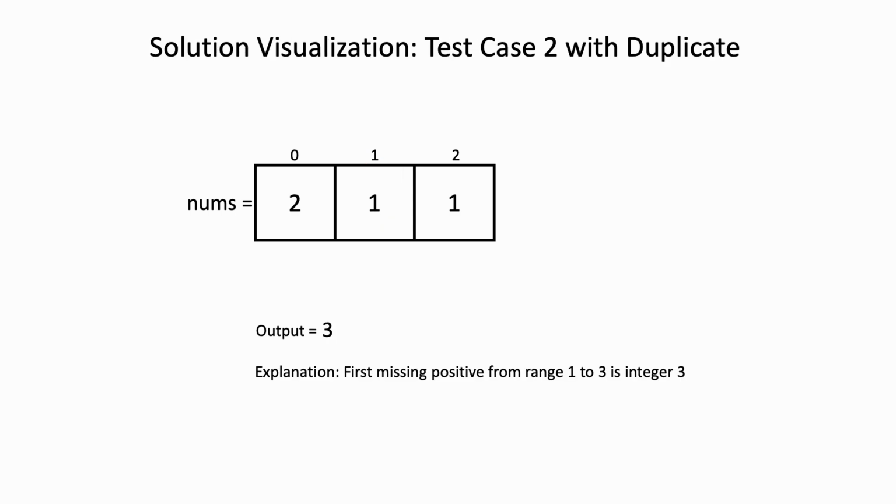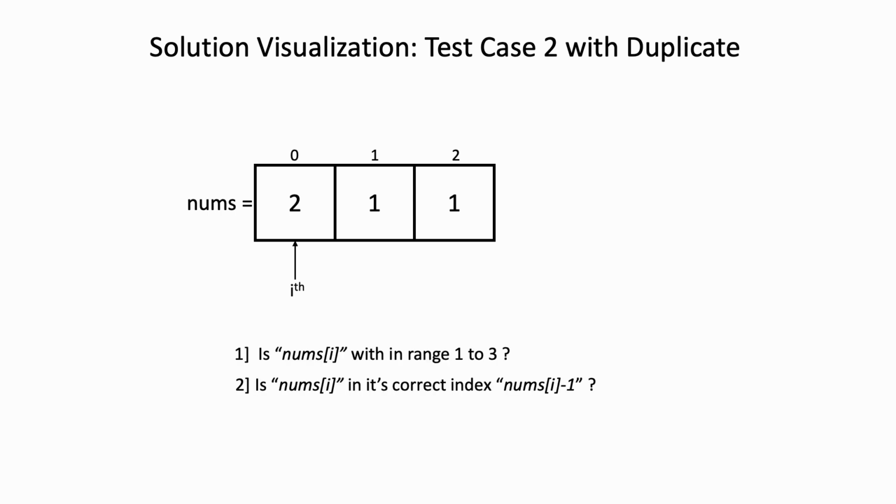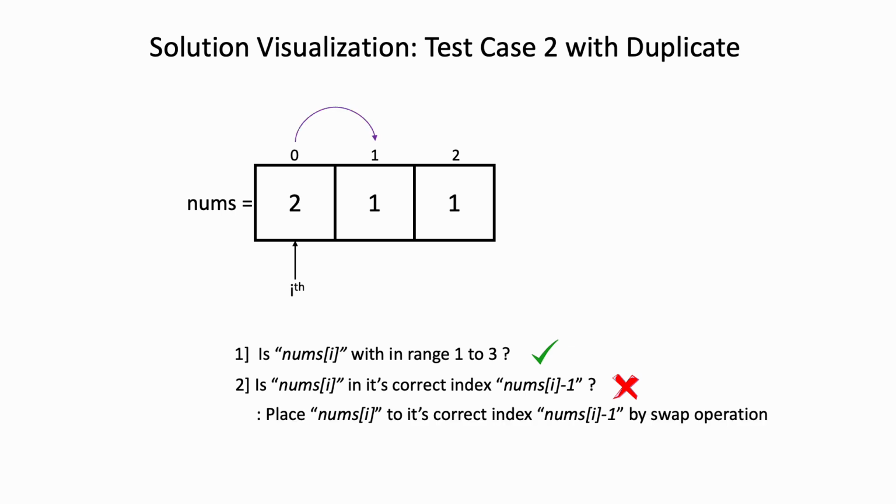Let's visualize the same solution but with a test case that has duplicates. In this test case we have duplicate element 1 and the expected output is 3. We start by initializing the ith pointer to index 0. Current element is within the valid output range but not at its correct index. So we put the current element at its correct index using the swap operation.